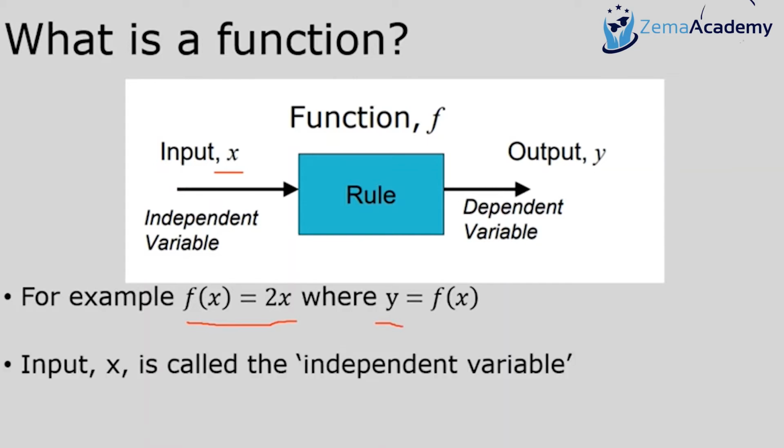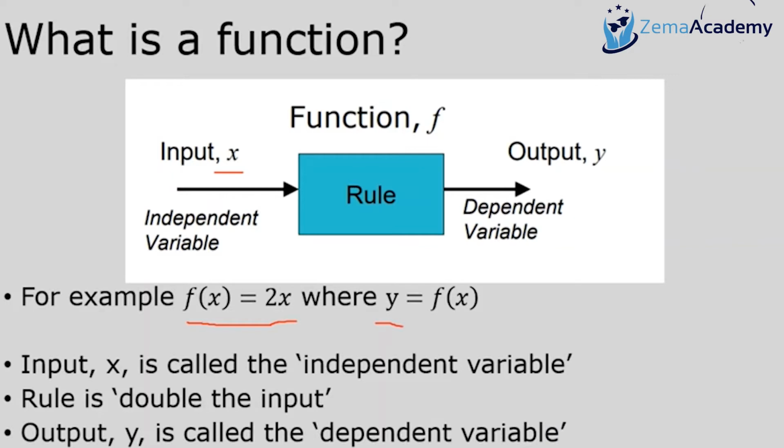In this case, where I have f of x equals 2x and y equals f of x, the input x is called the independent variable. The rule is double the input, or multiply by 2, and the output y is called the dependent variable because it's dependent on the rule.